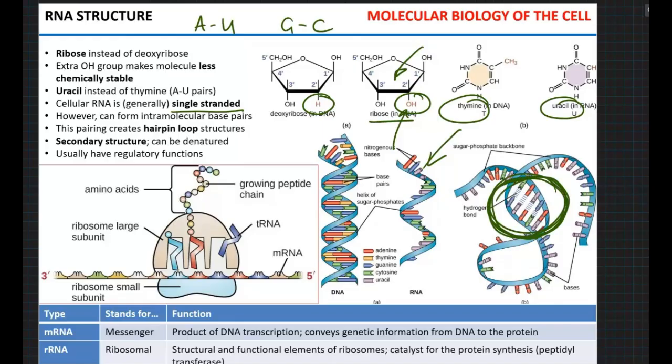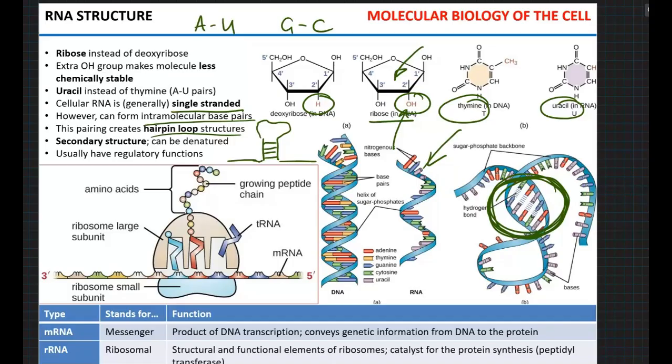So they will form intramolecular base pairs. The structures are called hairpin loops. Now, it's often depicted this way. So you have two parts, like that's an RNA molecule. Then you have the hairpin part, and then the loop part.